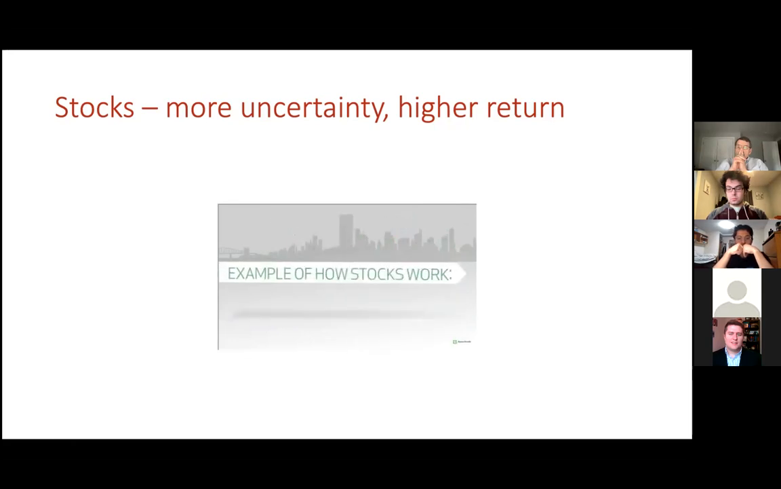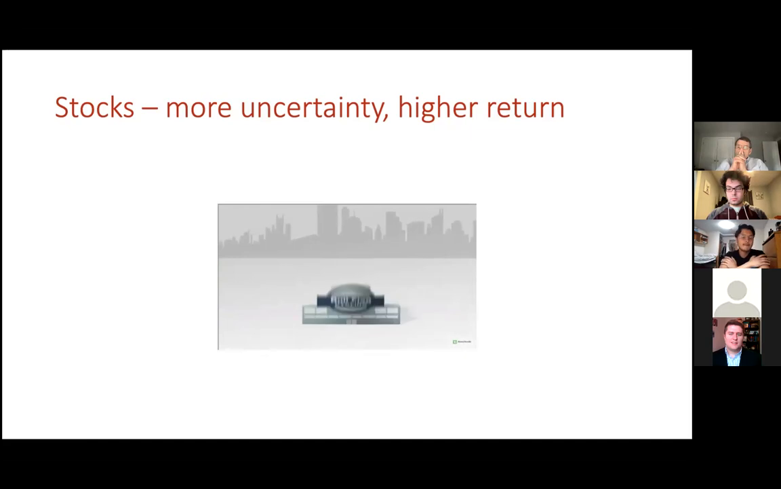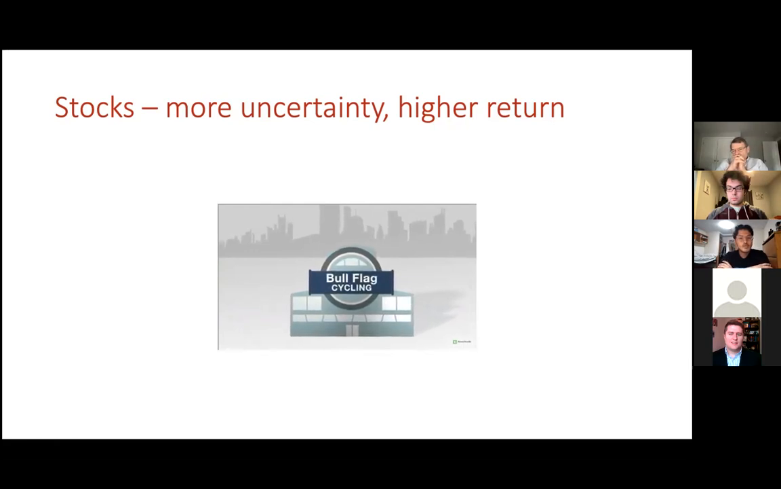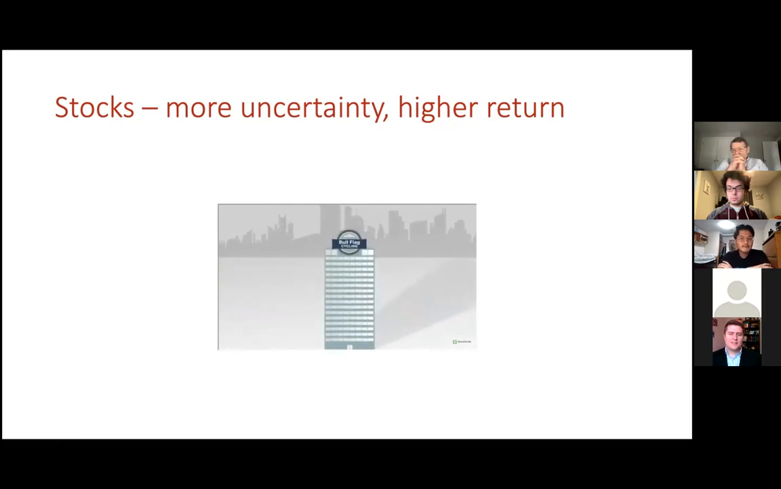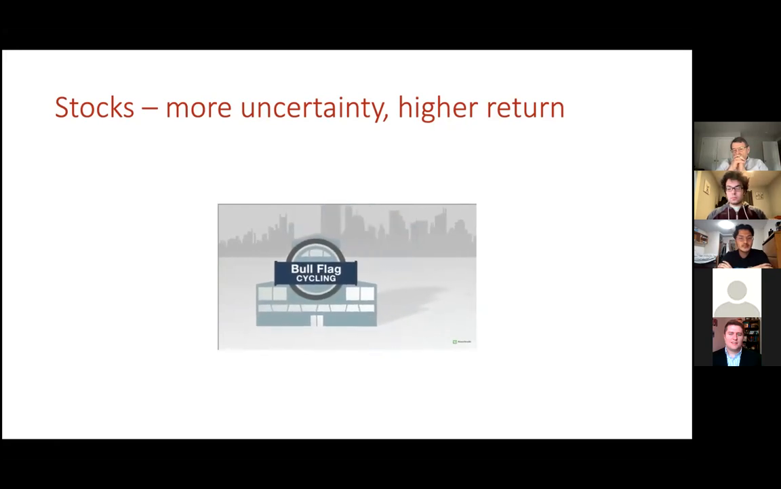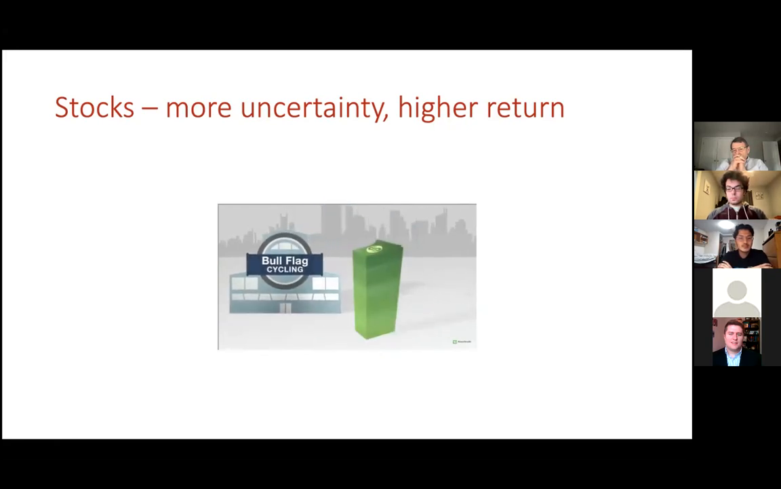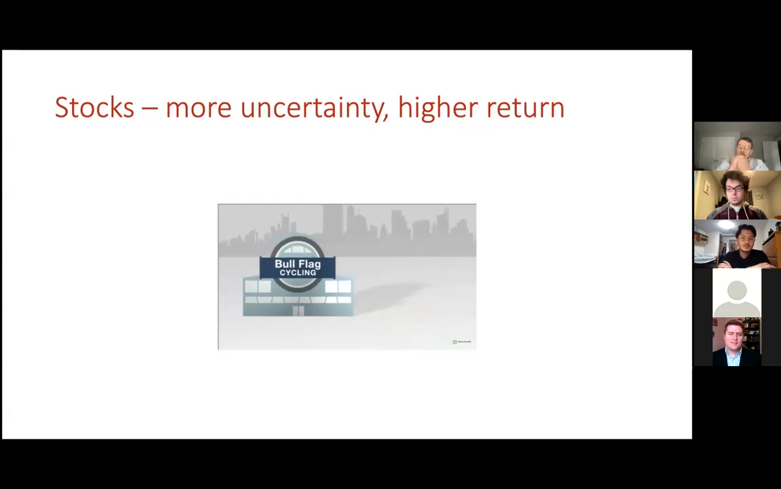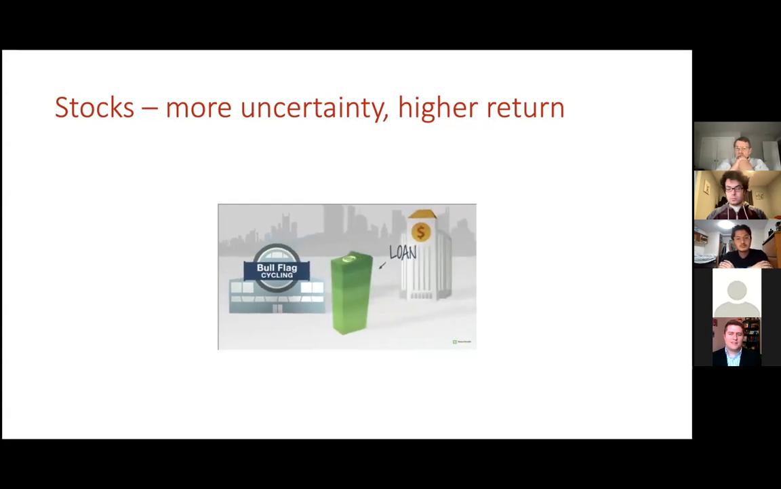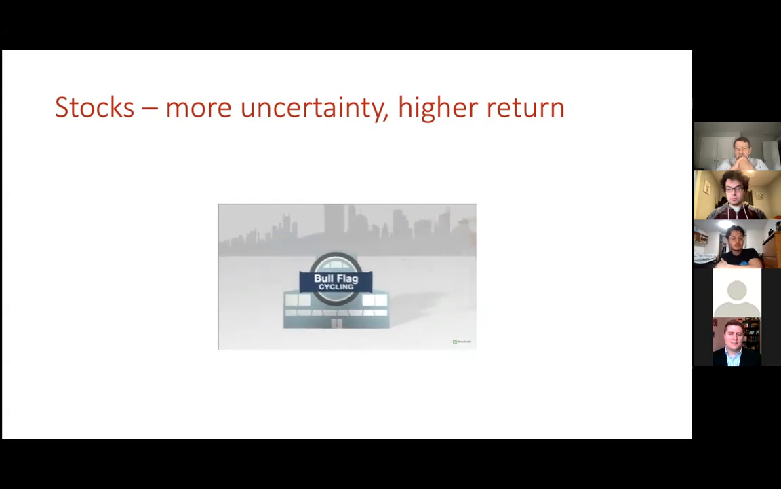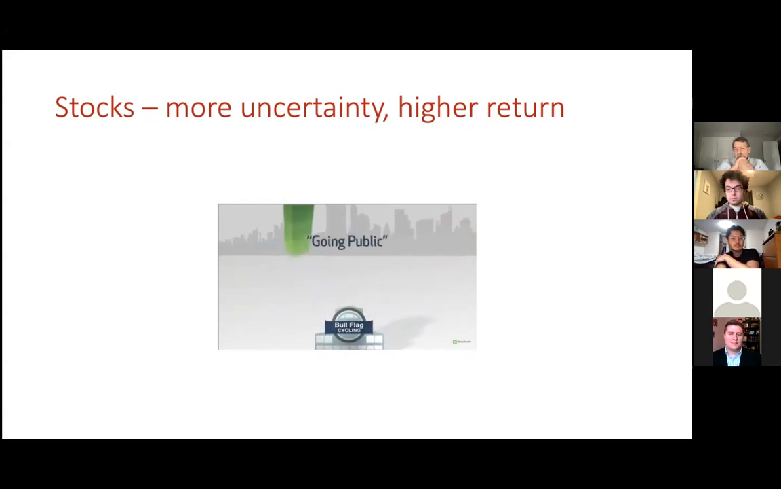Here's an example of how stocks work. Suppose there's a company called Bull Flag Cycling. This company makes bikes, really good bikes. The bikes are so good, in fact, the company wants to expand, so it can sell more bikes to people all around the world. To do this, the company needs to raise money, also known as capital. There are a few ways this company could do this. It could take out a loan, but that would mean taking on a significant amount of debt. Or it could issue shares of stock. By issuing stock, which is called going public, the company can raise money without going into debt.